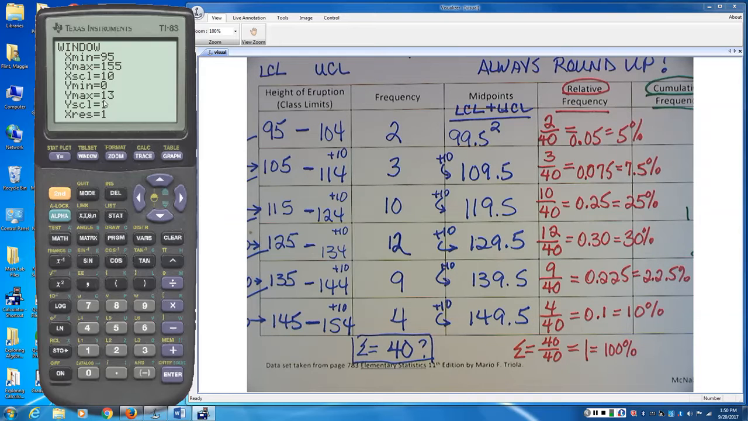And the way that I usually figure Y max is I look at how many pieces of data I've got and I divide by about 3. And then if I need to, I can move it up, or if all the graphs are down here and my window's way up here, then I can change it down.